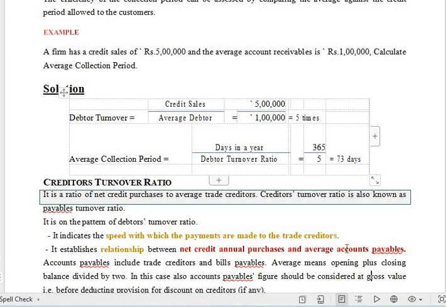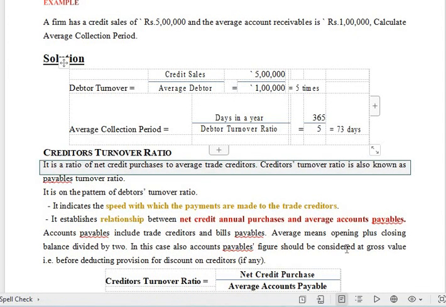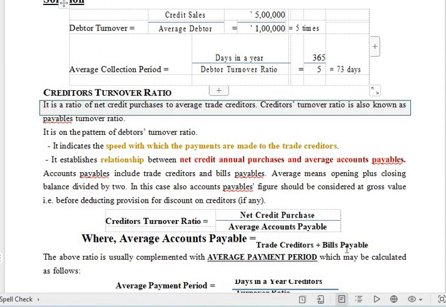Related to this, we have one more formula, the average payment period or creditor payment period. This ratio states the time period in which you are going to settle all your credit purchases, all the credit to your business from your business.